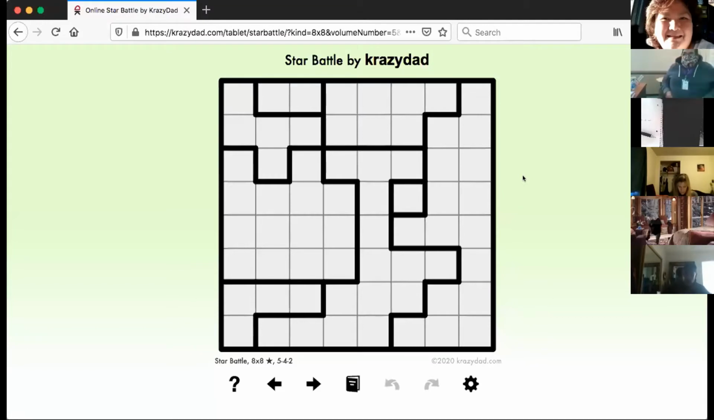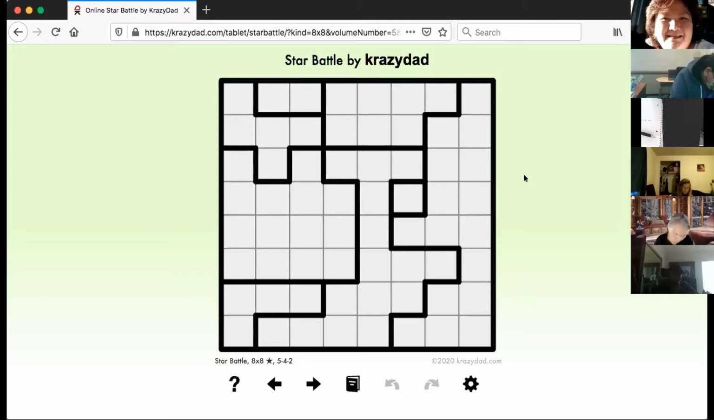So this is a puzzle that I found at the KrazyDad website. Down here in the bottom right, if you just go to KrazyDad.com, you'll be able to find this puzzle and many, many more that he has created, or that other people may have created. I'm not sure that he's created all of them. He calls this star battle. Personally, I don't think of it as a battle, so I just think of it as star puzzles.